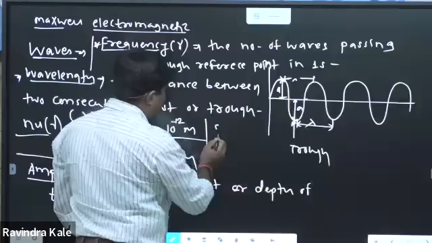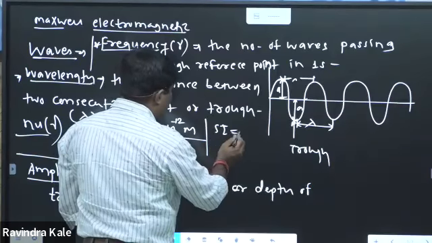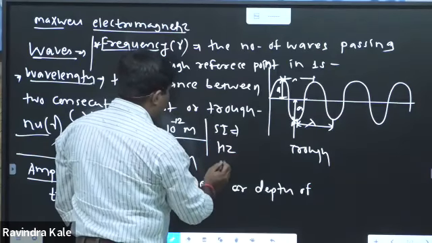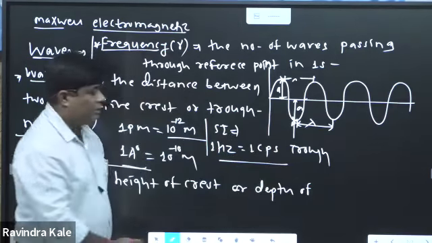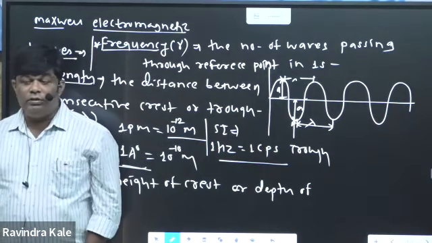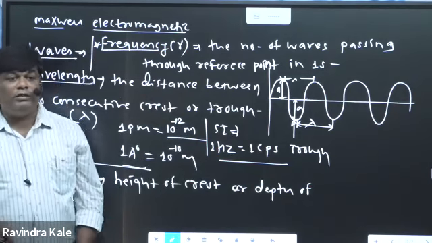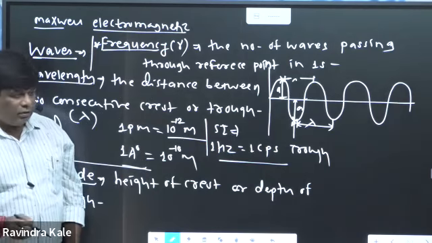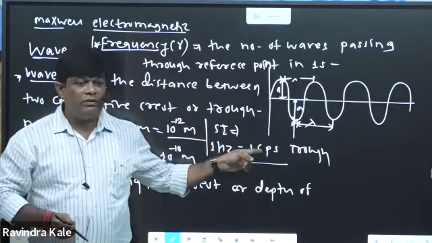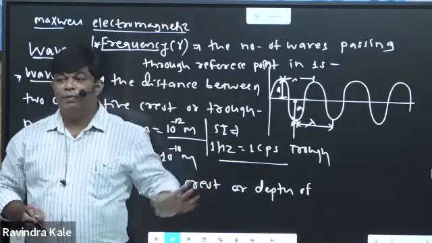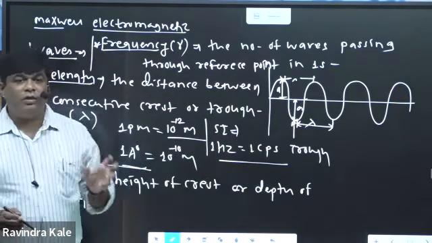What is the SI unit of frequency? The SI unit of frequency is the hertz. And this 1 hertz is equal to what? 1 CPS. What is CPS? Cycle per second. 1 hertz is equal to 1 CPS, meaning cycle per second. This is the frequency. So these terms are very important.